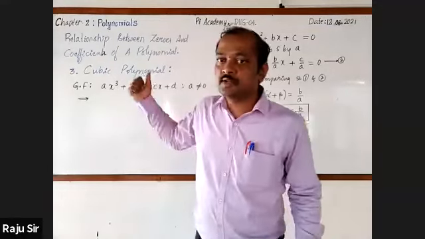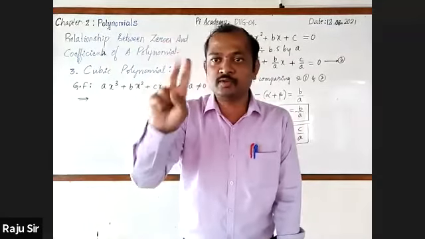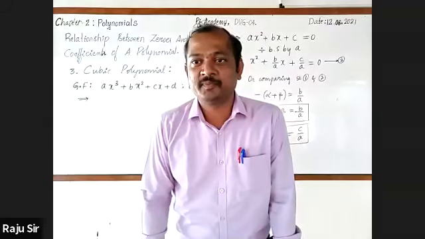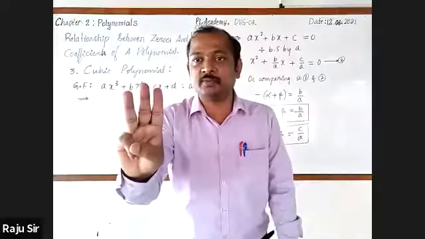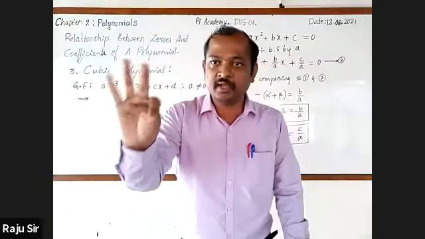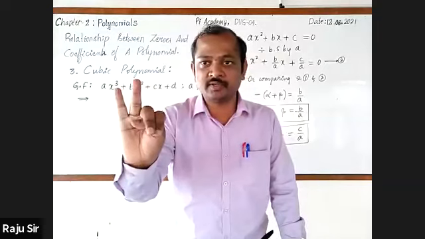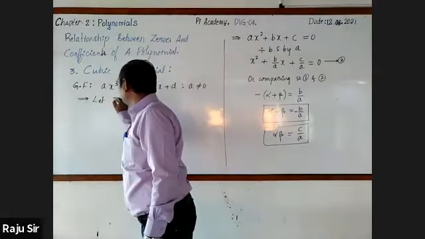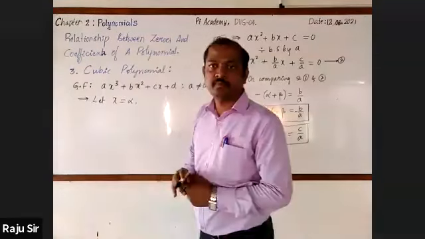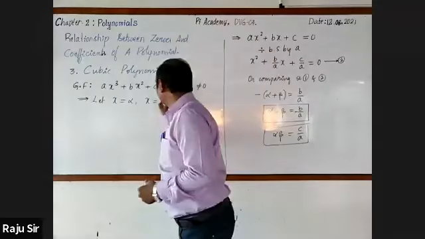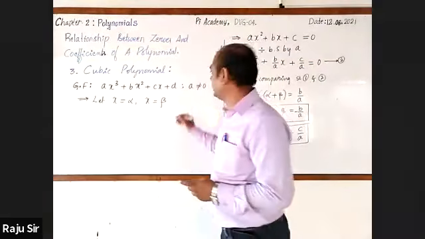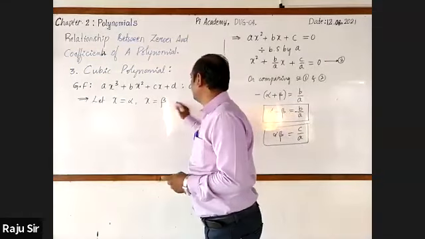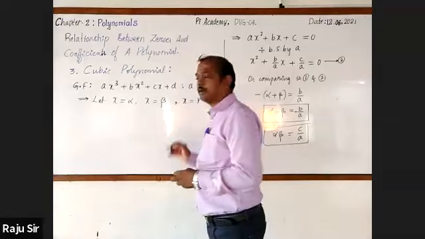Spurti, how many zeros does it have? 1, 2, 3. 3 zeros, sir. Very good. And these 3 zeros are to be taken as alpha, beta, and gamma. Now, write the 3 zeros are. Let x equal to alpha, x equal to beta, and x equal to gamma.